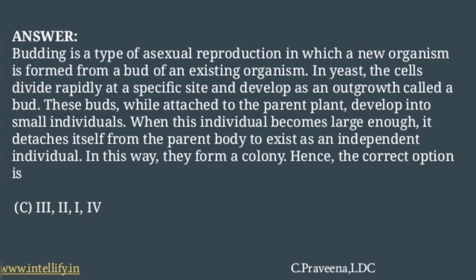Budding is a type of asexual reproduction in which a new organism is formed from a bud of an existing organism. In yeast, the cells divide rapidly at a specific site and develop as an outgrowth called a bud. This bud, while attached to the parent, develops into a small individual. When this individual becomes large enough, it detaches itself from the parent body to exist as an independent individual. In this way, they form a colony. Hence, option is C, 3, 2, 1, 4.